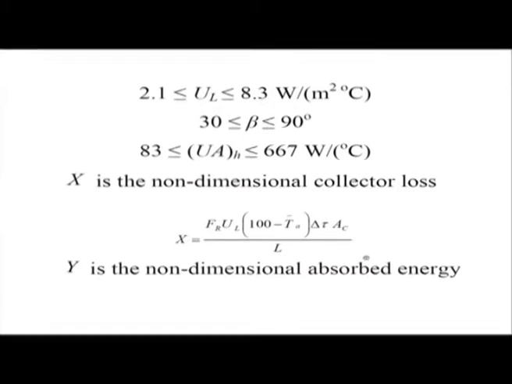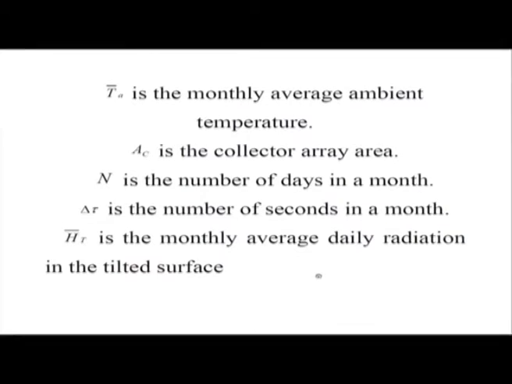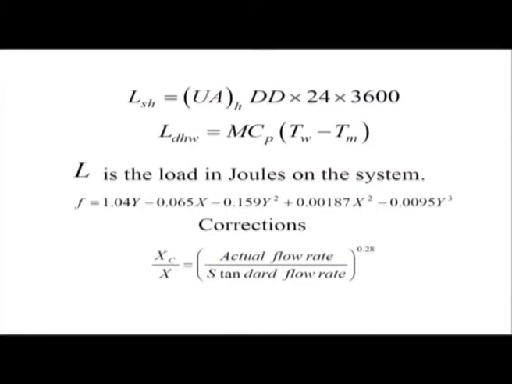So, similarly, Y is FR, monthly average transmittance absorptance product tau alpha bar, and the monthly average daily radiation on the tilted collector surface, HT bar, multiplied by the number of days in the month and the area of the collector, and if HT bar is in joules per meter square day, L also will be in joules. Of course, you know the other meanings, and so these are all explained for your convenience once again here, repetition.